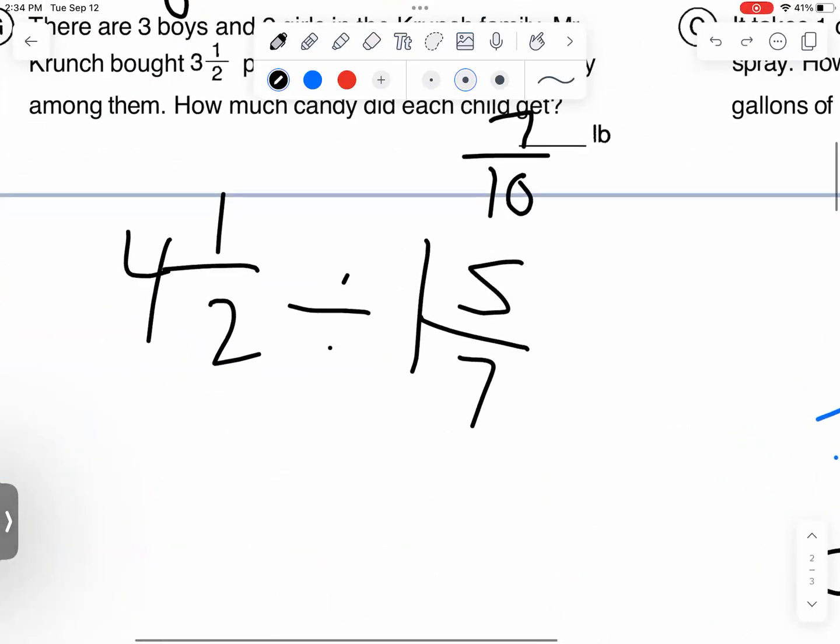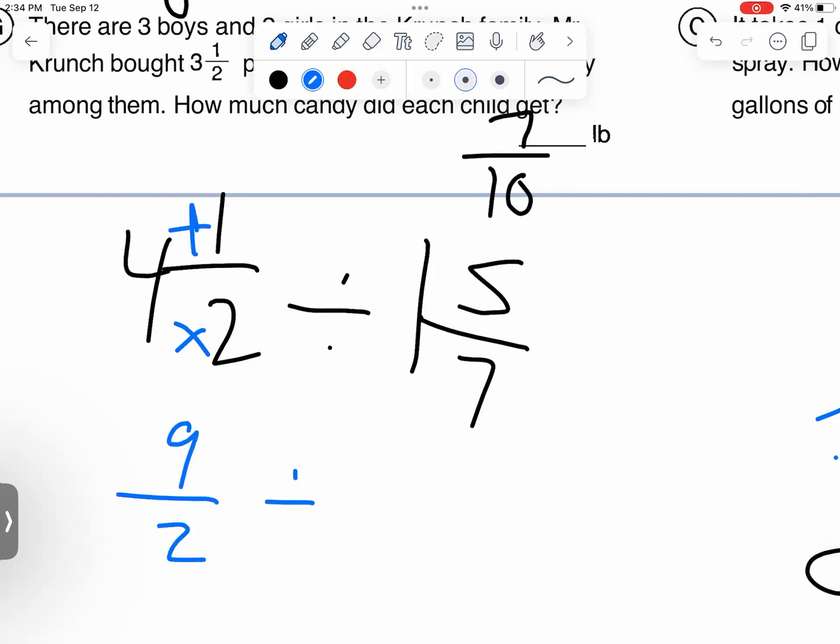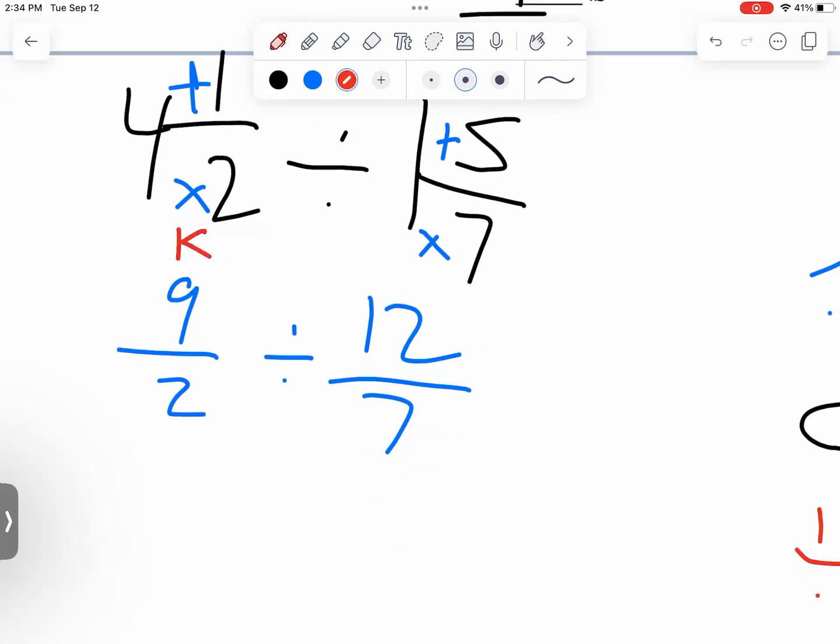Yeah, you always want to check yourself there. All right, so 4 times 2 is 8 plus 1 is 9 over 2. 1 times 7 is 7 plus 5 is 12/7. I have to make those improper. Now we're ready to keep change flip. Keep the first fraction, 9 over 2. Change division to multiplication. And then flip or find the reciprocal of the second one.